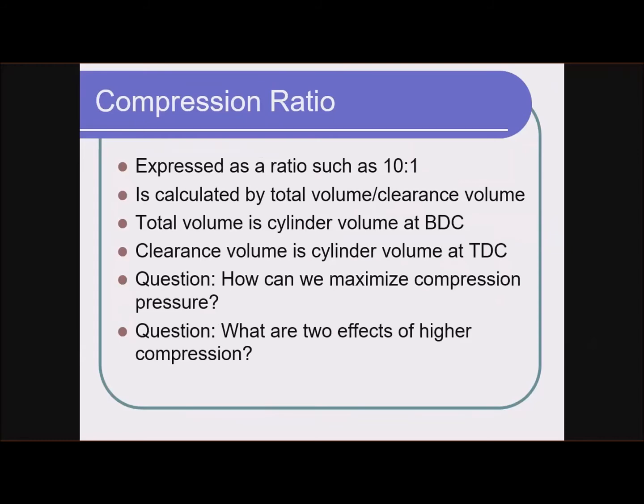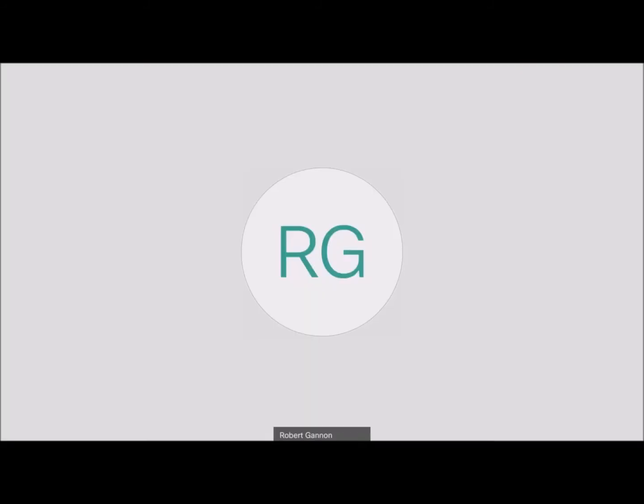Let me just look ahead. Okay. So now I want to talk about compression, two effects of higher compression. And let me just get my face back on here a minute. So this may be a little bit of an unusual way of teaching it here. Let me put this camera down just a touch. All right, that was a touch too much.